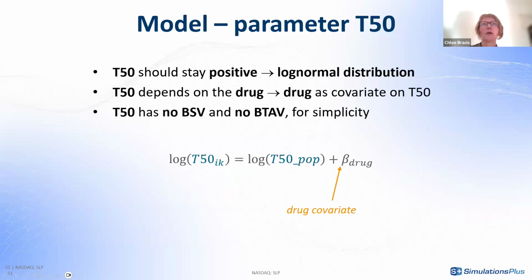Then we'll have our parameter T50. This needs to be positive, so we'll use a log normal distribution. We also think it might depend on the drug, so we'll include drug as a covariate. And just for simplicity here, we're not going to include between study variability or between treatment arm variability, although that certainly could be included in a more complicated model.